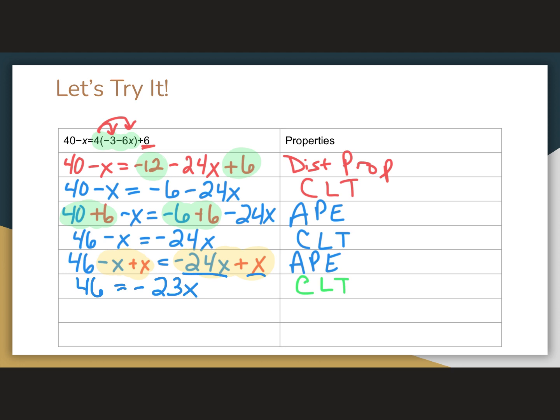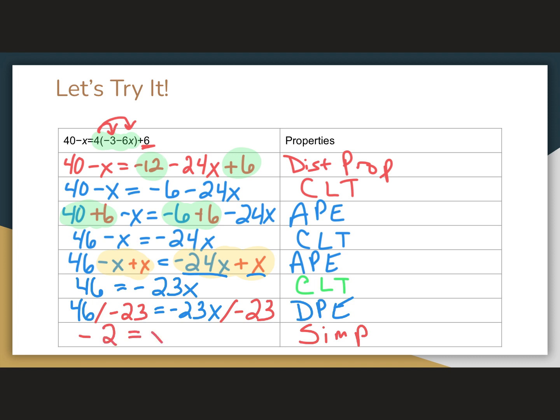Okay, last step, we are going to use our division property of equality to divide both sides. So I have 46 divided by negative 23 equals negative 23x divided by negative 23. So when I simplify, I get negative 2 equals x.